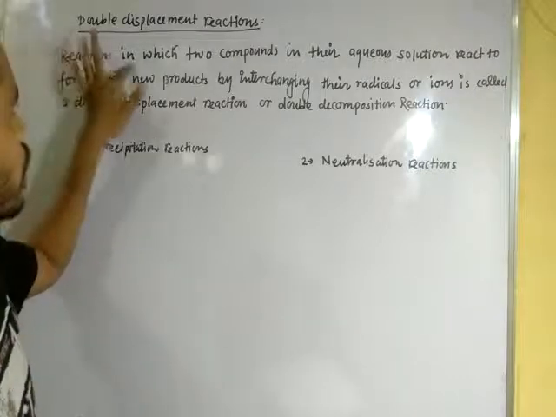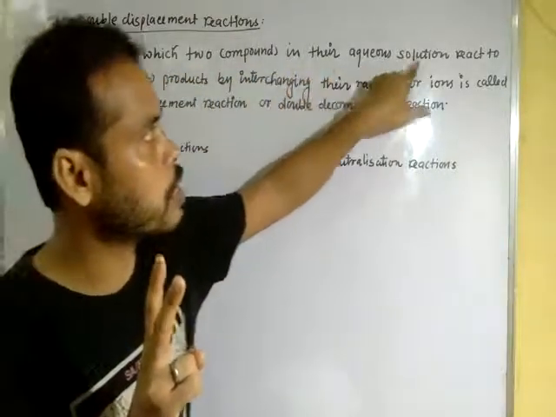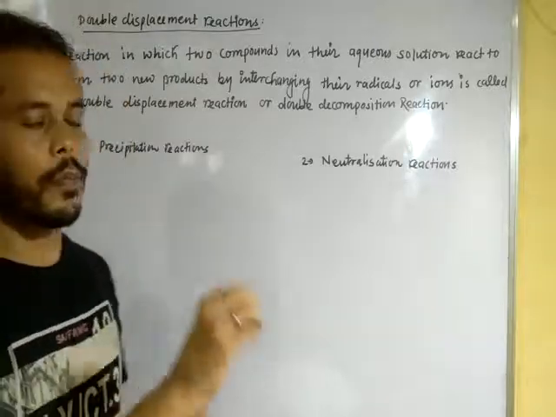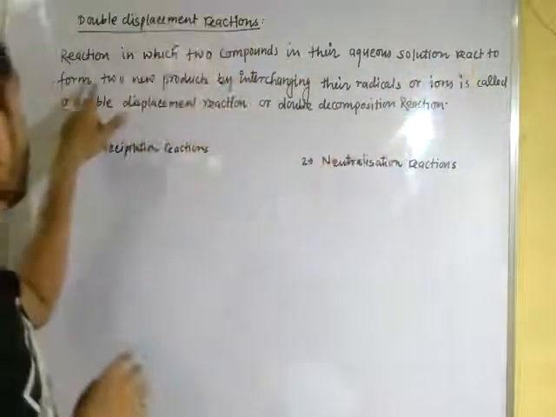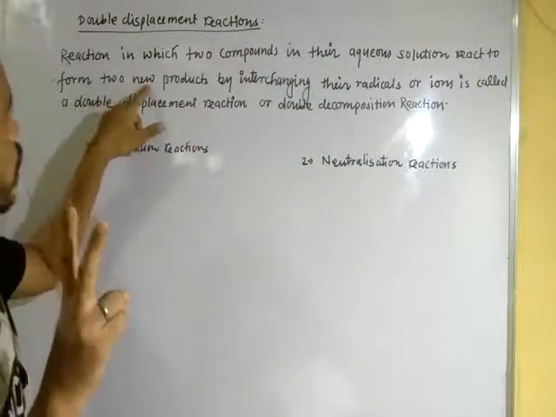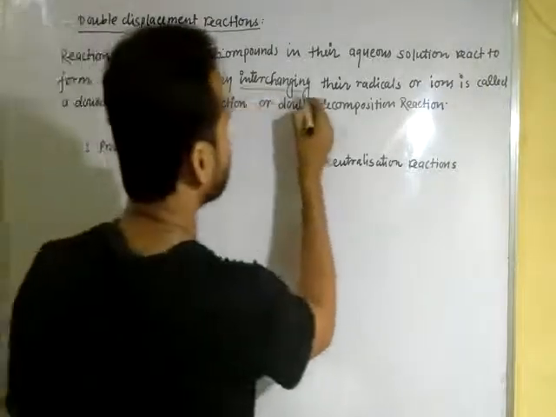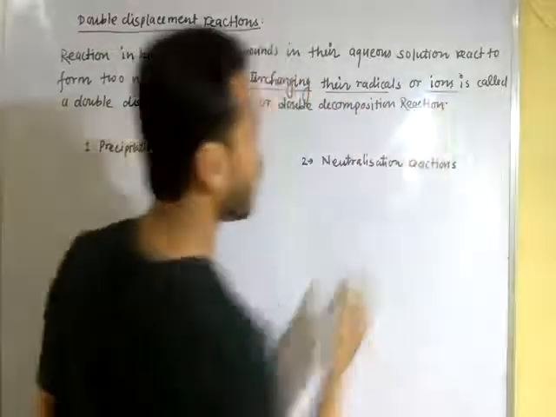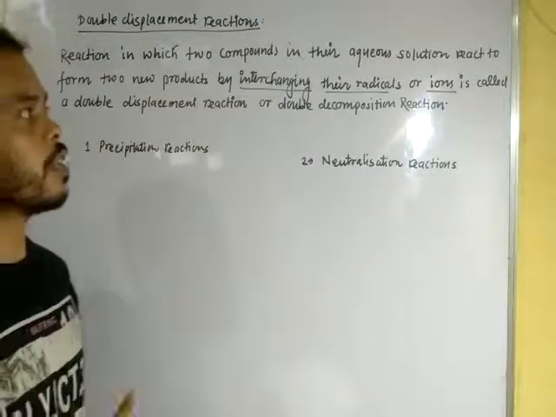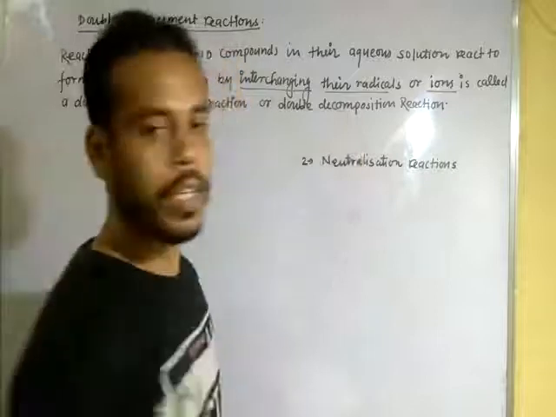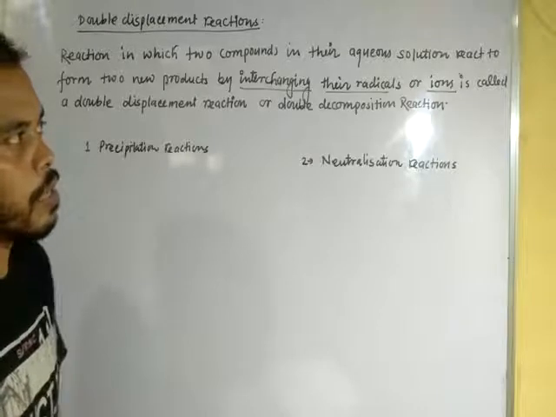See here, a reaction in which two compounds in their aqueous solution, that means the compounds should be dissolved in an aqueous medium, react to form two new products by interchanging, focus on the word, by interchanging their radicals or ions, is called a double displacement reaction. Also this is known as a double decomposition reaction.